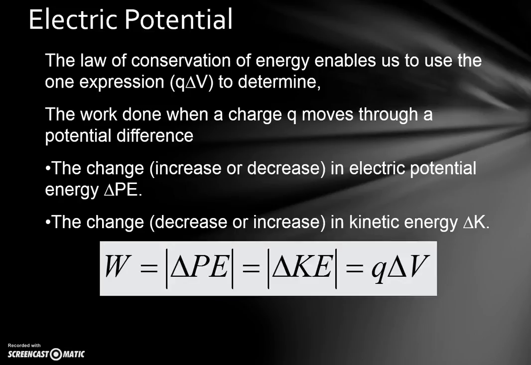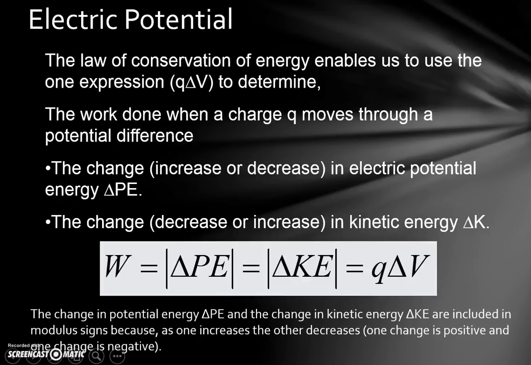We've got the work is equal to the change in potential energy, which is equal to the change in kinetic energy. If we gain potential energy, we must be losing kinetic energy, and vice versa, and that is all equal to QΔV. So whichever part of this equation we need, we can just take and use it. Now, the change in potential energy and the change in kinetic energy are included in these modulus signs because as one increases, the other decreases.